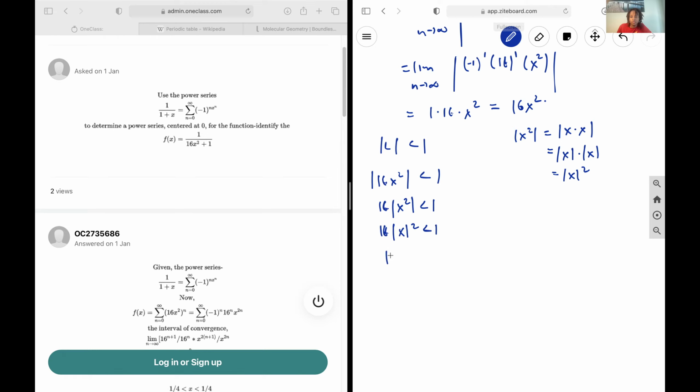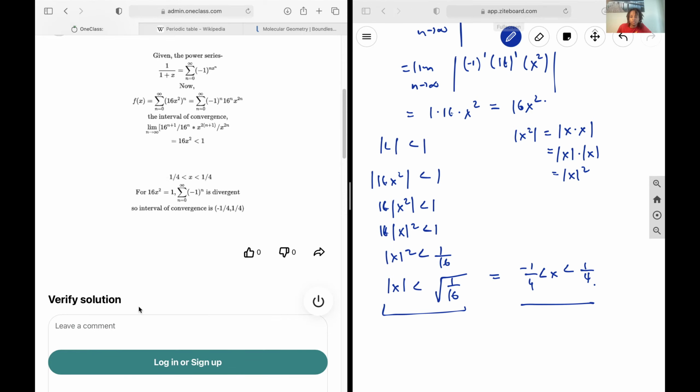We move over the 16, 1 over 16, and so we're given as long as the magnitude of x is less than the square root of 1 over 16. So that is going to give us the inequality that x is going to be between negative 1 over 4 and 1 over 4. And that's dictated by this relation we got from the ratio test. And those are your final answers.